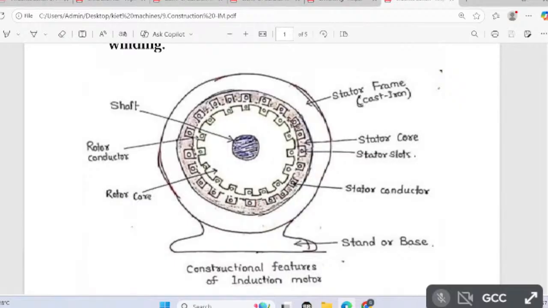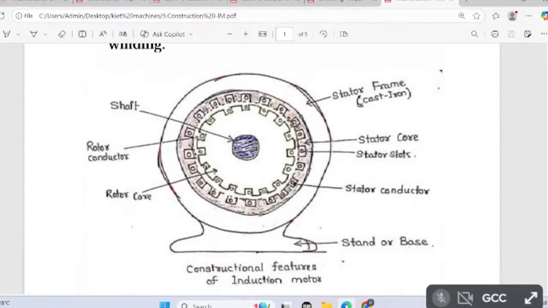But it is a three-phase winding. Here there is no color representation. The stator consists of stator slots, which contain conductors. The rotor consists of rotor slots and winding. So the rotor winding is also three-phase.